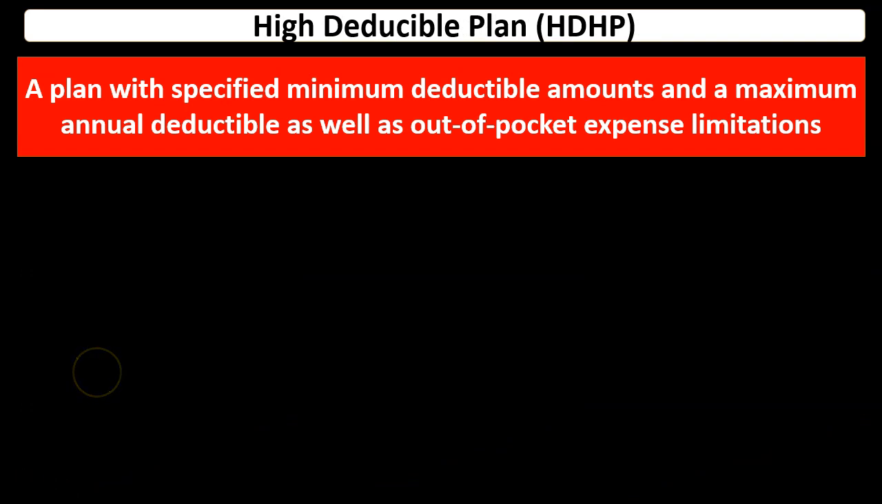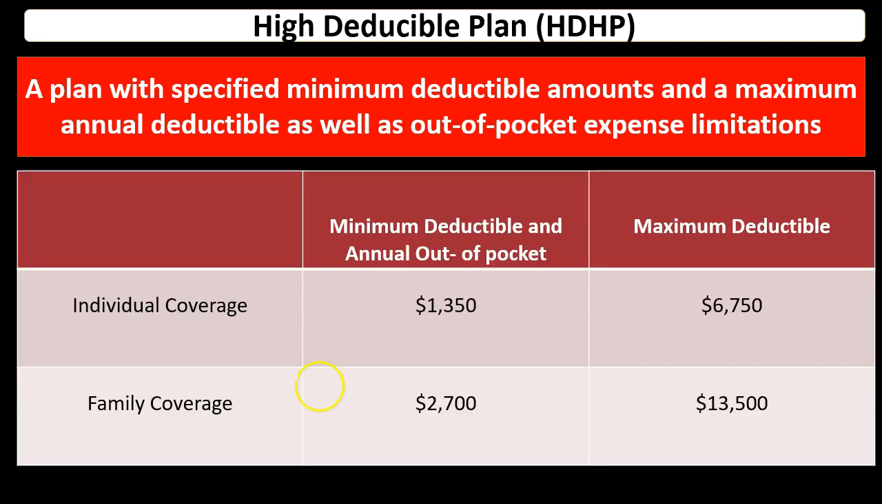So here's a little bit of detail on what a high deductible plan is, an HDHP, a plan with specified minimum deductible amounts and a maximum annual deductible, as well as out-of-pocket expense limitations. So we have the individual coverage with the minimum deductible of $1,350, family $2,700, and then the maximum annual out-of-pocket of $6,750 and $13,500 for family.